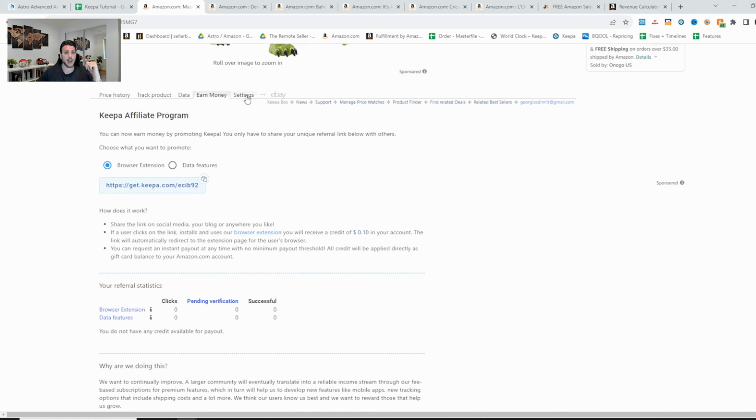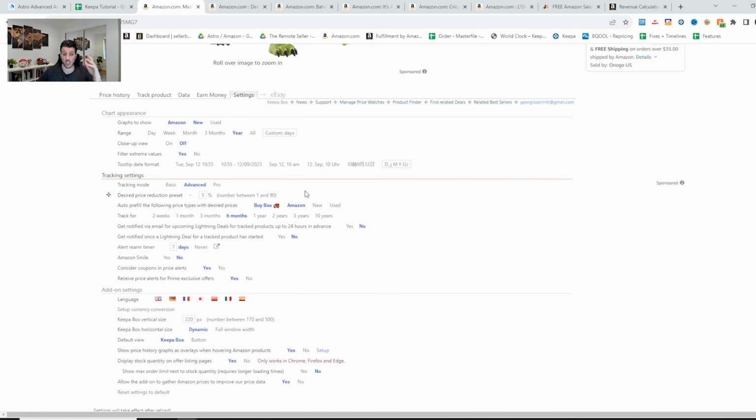It's fine. Last one is the settings. These are the settings I use. Feel free to pause the video right here and copy these settings for your own Keepa chart.